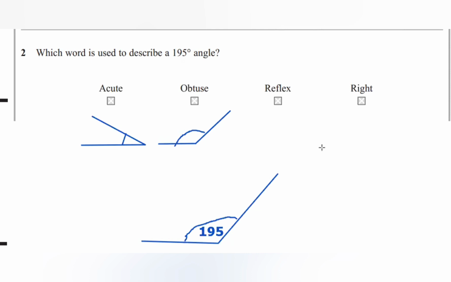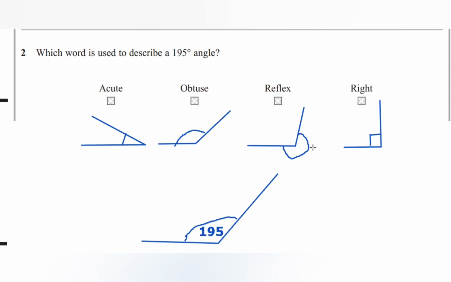And then the next one that we have is reflex. Reflex means what? It means if you have an angle like this, reflex is the angle outside of it. So it's bigger than 180, smaller than 360. And the last one is the right angle. The right angle is a 90 degrees angle, which looks something like this.